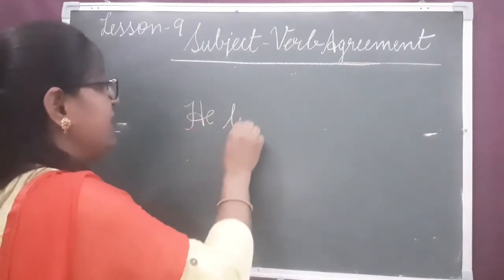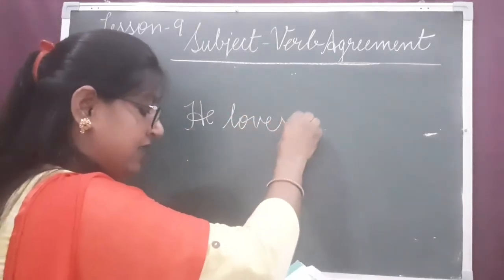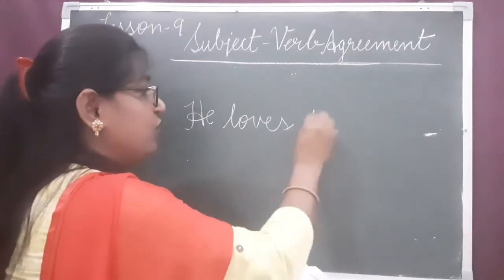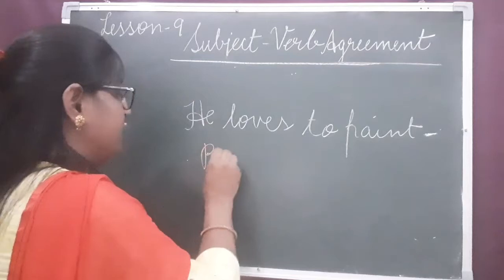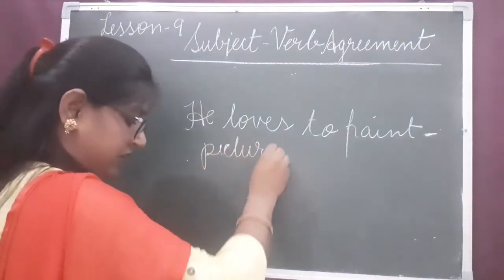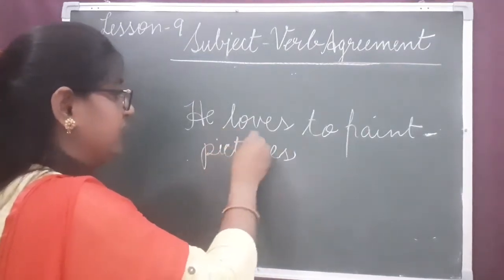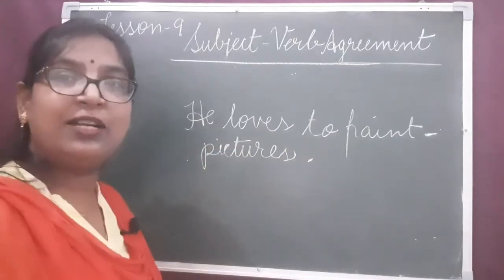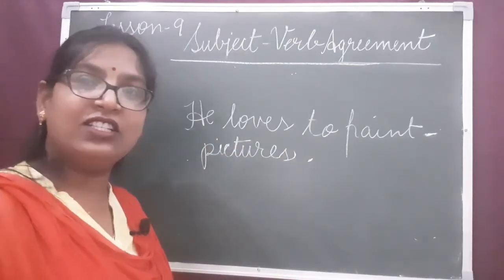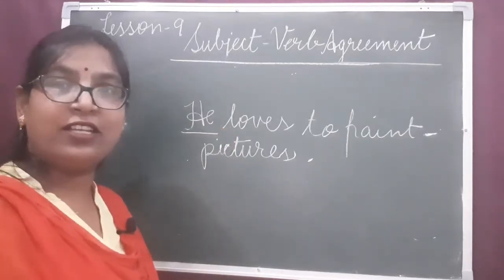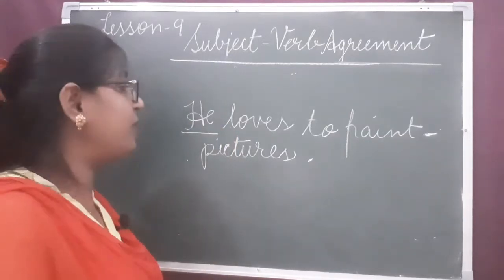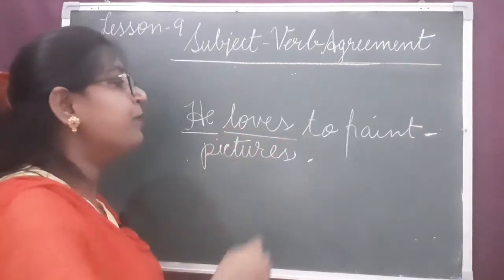He loves to paint pictures. What is the subject in this sentence? Can you recognize, dear children? Yes, he is the subject. And what is the verb? What action is he performing? The action of loving. Love is the verb.